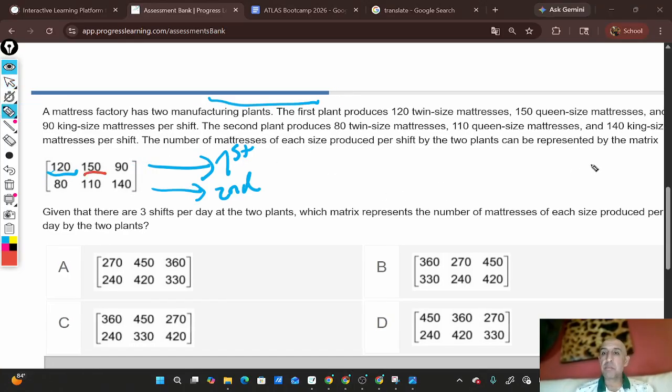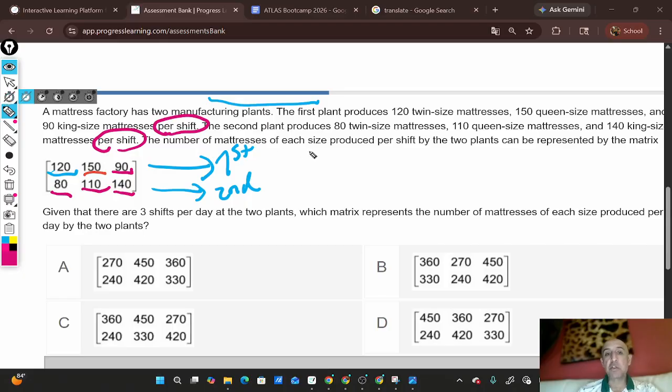And then we have 90 mattresses per shift. So I need to concentrate now on per shift. For each one shift, we have 120, 150, and 90. Now, the second plant produces 80. So here we have 80, and then 110, and then we have 140, and all that per one shift.